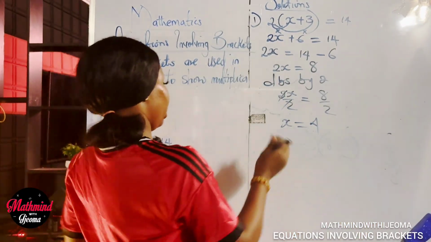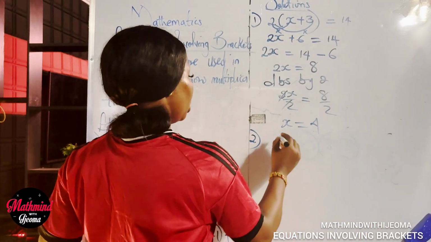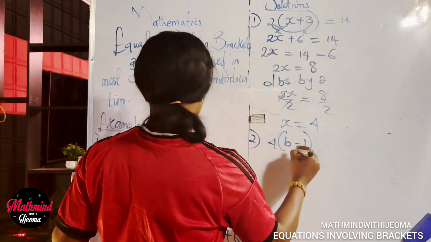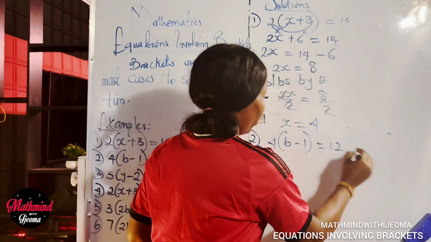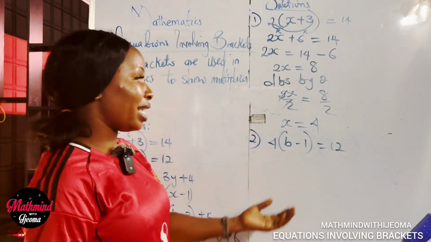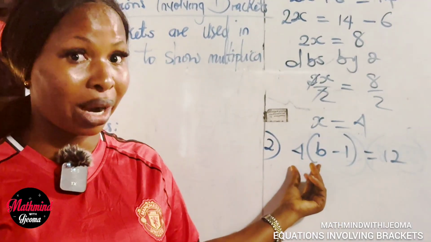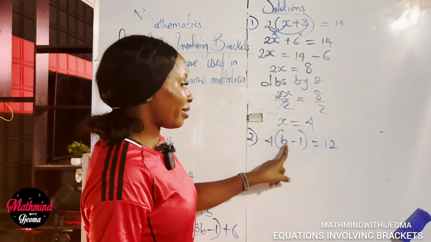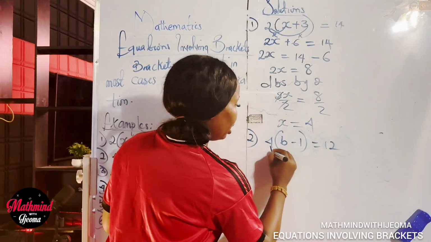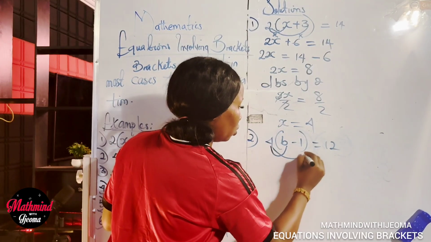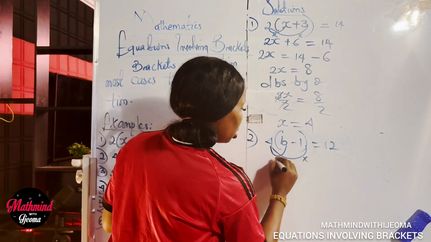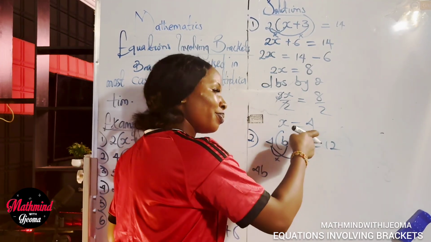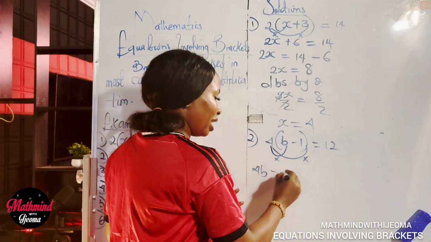Let's go to the next one. Number 2. 4 bracket b minus 1 equal to 12. In this case, 4 is closest to the bracket. So we use 4 to open the bracket. So 4 times b. Remember, this will go with this. This will still go with this. So we have 4 times b, 4b. 4 times minus 1 is minus 4.